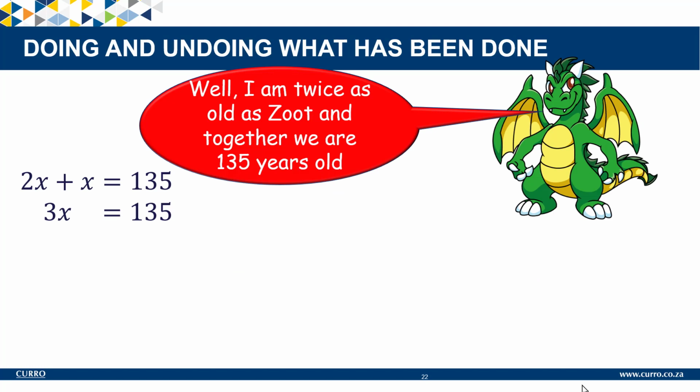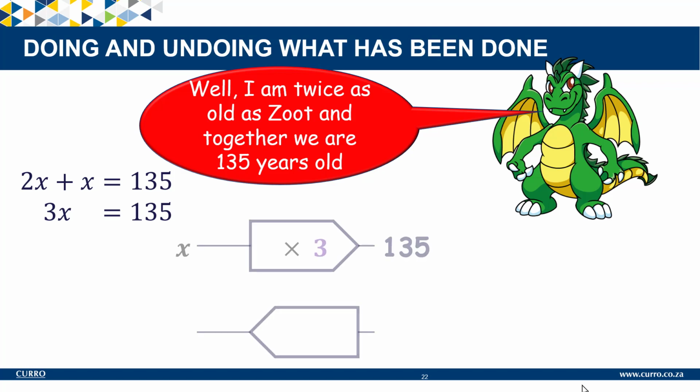Let us look at the problem about Draco's age again. 2x plus x is 135. We simplify the left expression to 3x is 135. Now we use a flow diagram. x times 3 is 135. So we start with 135 and divide by 3, which means x is 45. But is that what we wanted? Whose age did we want? x is 45, so that is Zoot. Therefore, Draco must be 2x, so Draco is therefore 90 years old.